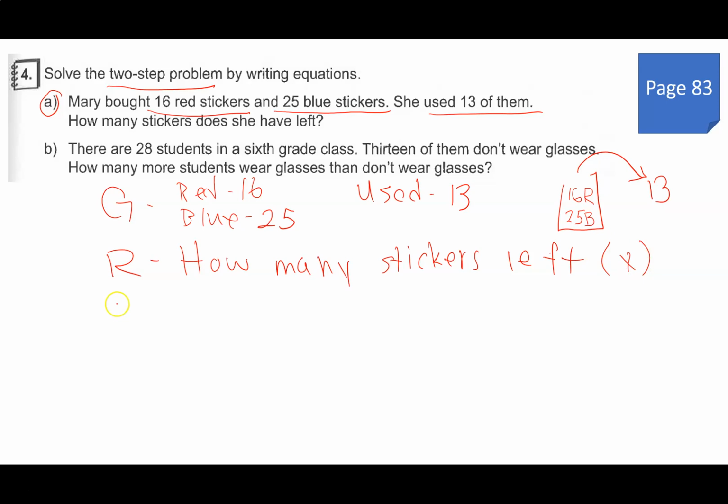All right, now we need to figure out how we're going to analyze this. So before we can remove the 13 stickers, I think we should figure out how many stickers we have in total. Let's pick a letter to represent how many stickers we have in total. Let's use the letter S for stickers. So stickers equals 16. We have 16 red and 25 blue.